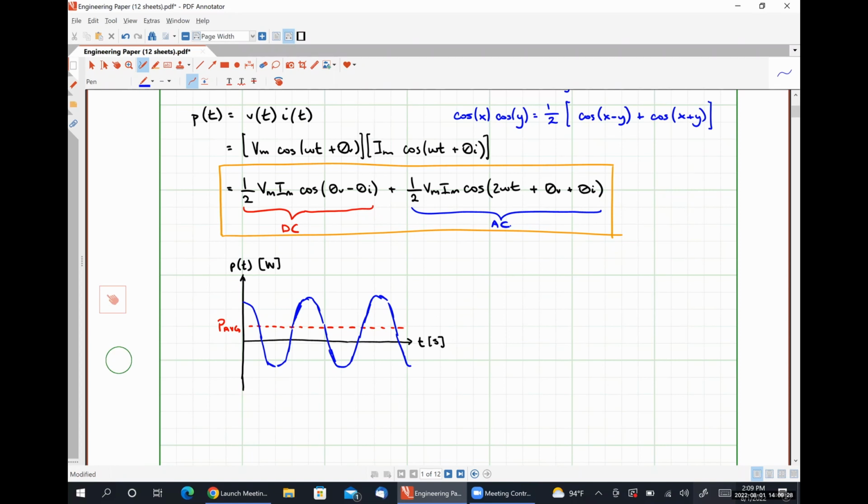Okay. What we're going to do now is use this relationship and what we know about the behavior of resistors, capacitors, and inductors in steady state sinusoidal circuits to develop equations specifically for resistors, capacitors, and inductors.